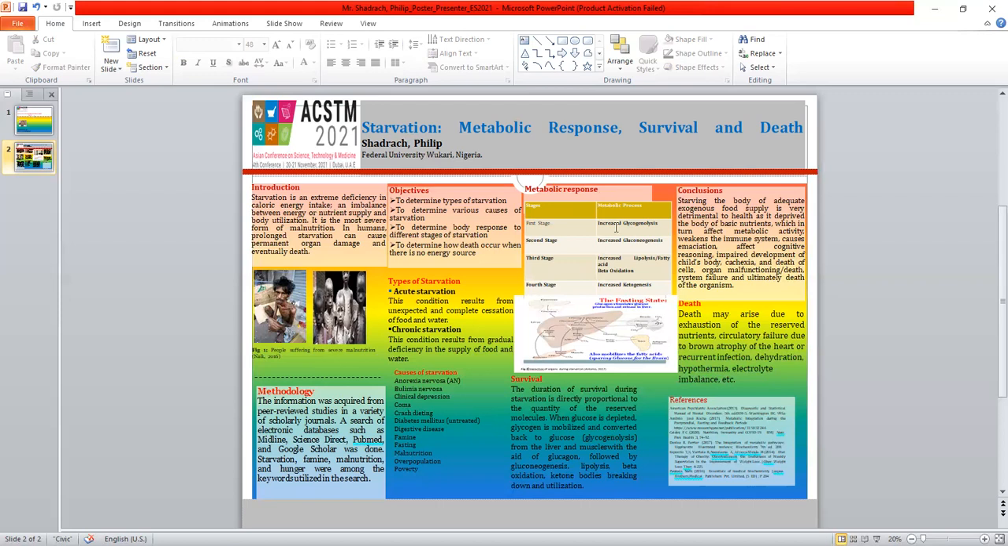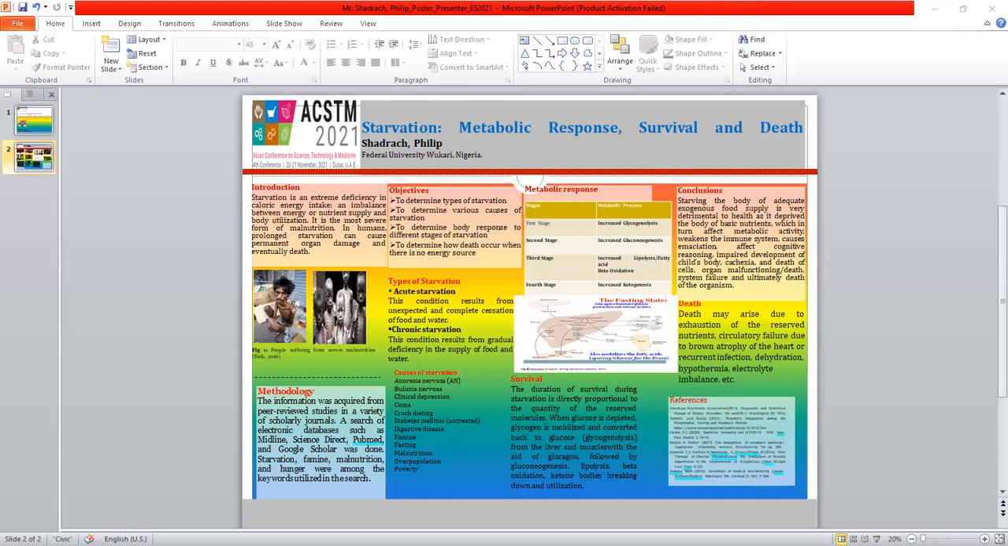During starvation, the body is in an emergency situation. The body needs to survive. The body must adjust in order to survive. This process of adjustment is what is known as metabolic response. During metabolic response, the body switches on to various stages.